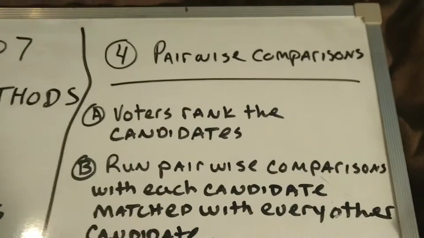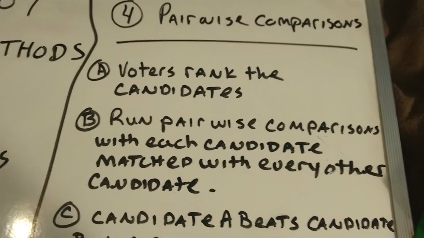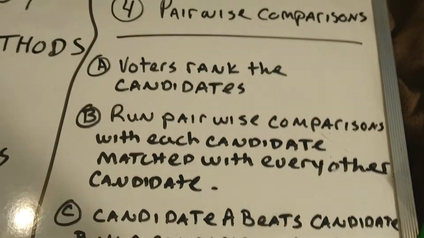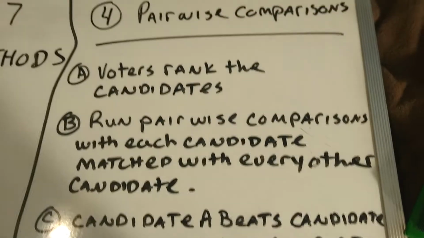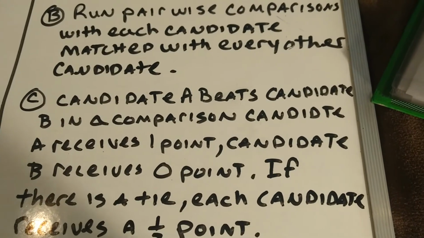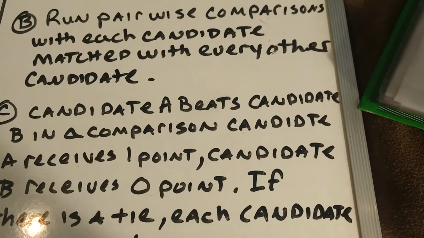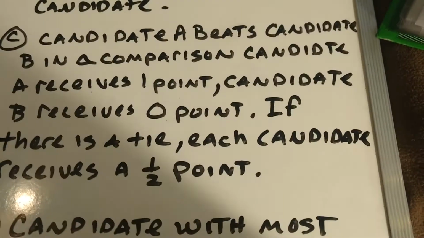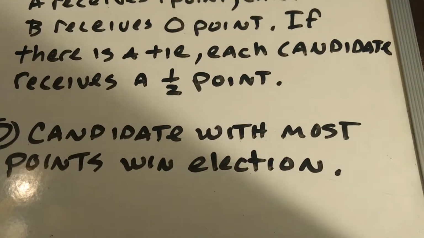Our last voting method is pairwise comparisons. The rules are this: voters rank the candidates. In other words, you put the person you want as first choice, as second choice, as third choice, as fourth choice, so on and so forth. You run pairwise comparisons with each candidate matched with every other candidate. As an example, if candidate A beats candidate B in a comparison, candidate A receives 1 point, candidate B receives no points. If there is a tie, each candidate receives a half a point. The candidate with the most points wins the election.